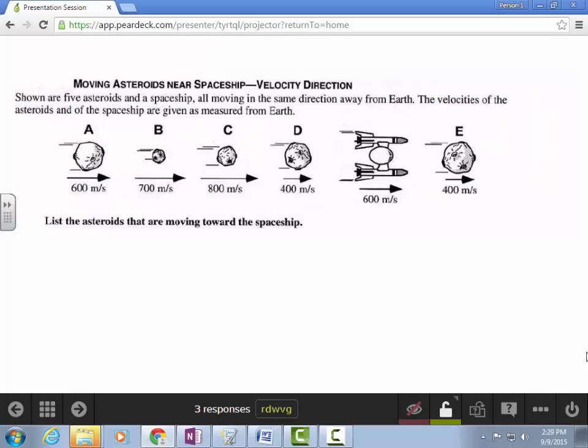It has to have a greater velocity than the spaceship. 20 seconds. 10 seconds. Well, I would just use letters with commas. All right. 5, 4, 3, 2.